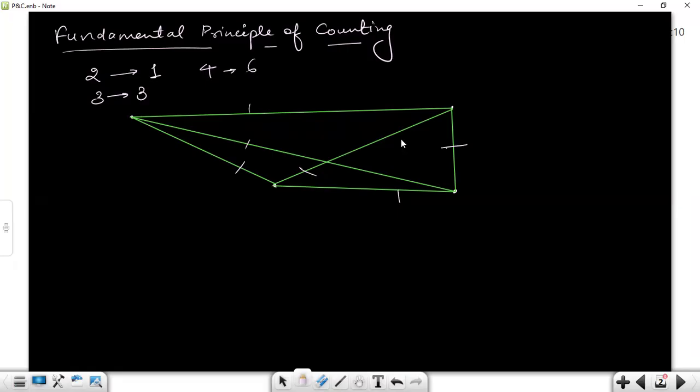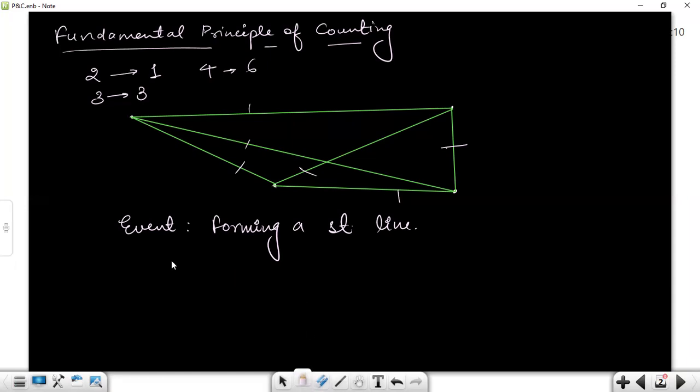So basically, I'm counting the number of ways here. Now, this is one event. Okay, what was the event? Forming a straight line. This was the event. Okay.